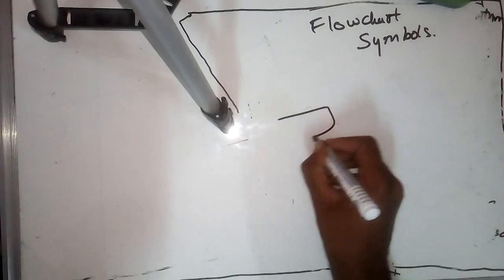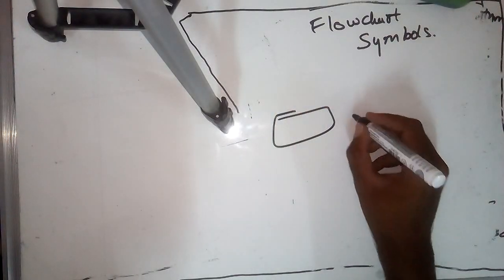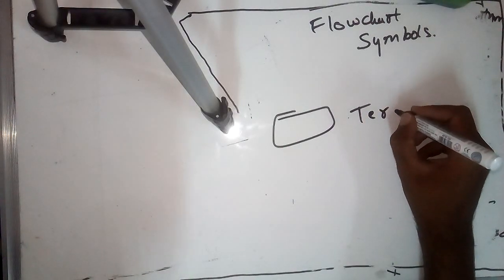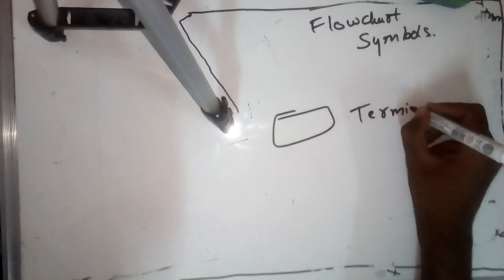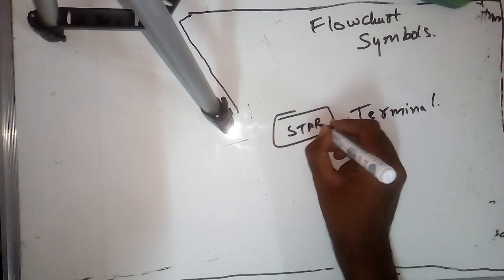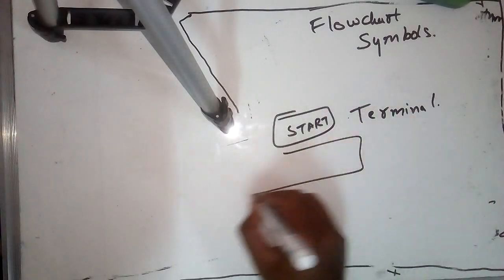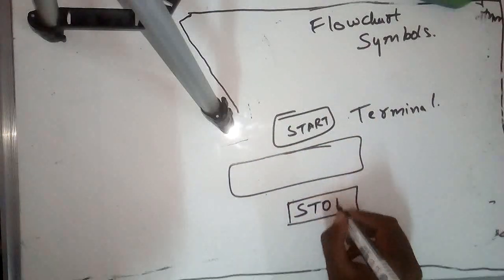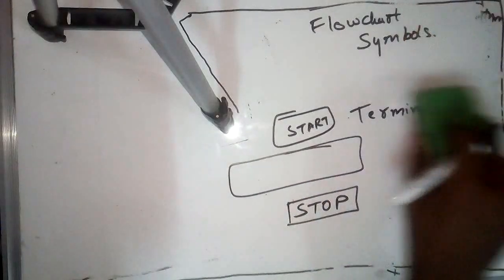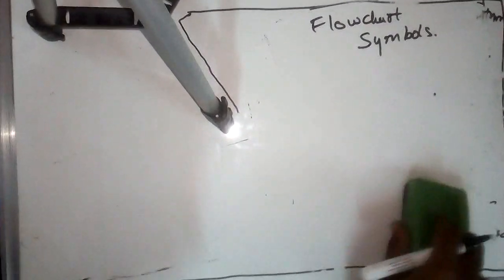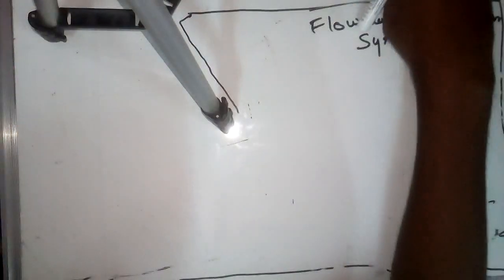Then this is known as the terminal. The terminal is used to tell where to start and where to stop. When we start somewhere, we use it here, and then we write the flowchart, and when we end it, we write stop. So the terminal is used for pointing out where the program starts and where it stops.